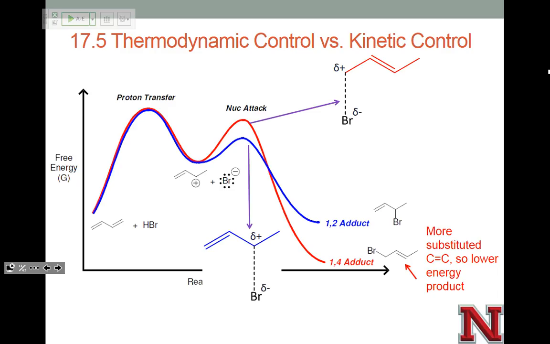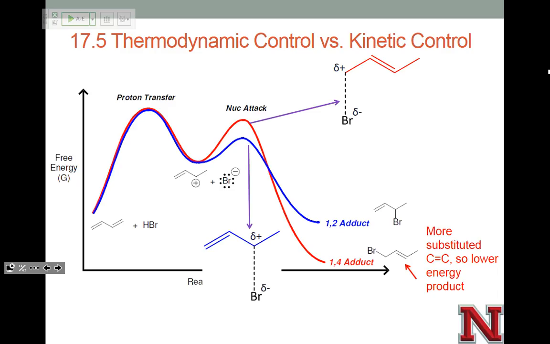Again, don't memorize 1,2, 1,4, but look at your carbocations. At higher temperature, however, we can get over both of those transition states equally. So if we can get over both of those transition states equally, we're always going to form the more stable product. So at higher temperatures, we form the more stable product, and what we do to look at stability of the product is look for a more stable double bond.